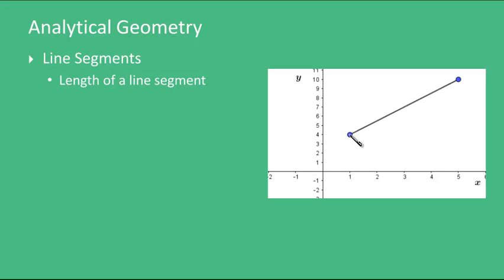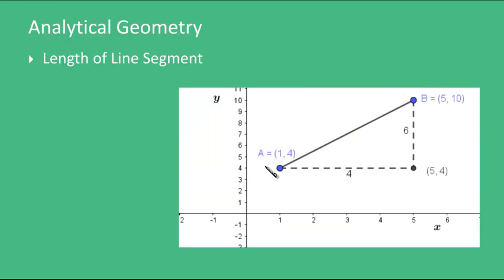Given 2 points, as we see here, what we want to do now is determine the length of the line segment connecting these 2 points. So let's look at this example here. This point has the coordinates 1, 4, and this point has the coordinates 5, 10. The strategy we employ is to see this line segment as the hypotenuse of a right triangle.